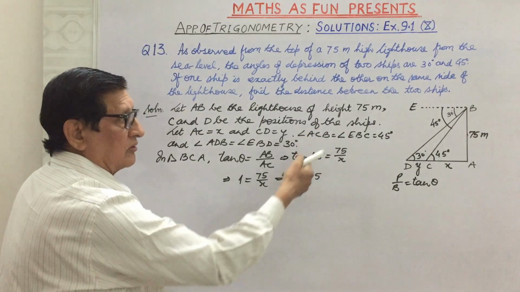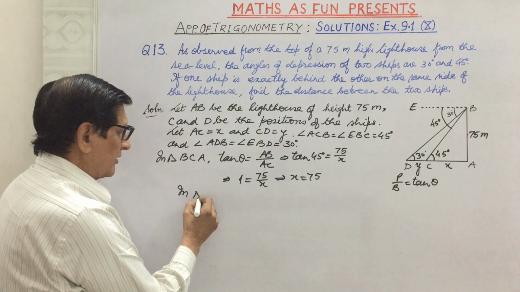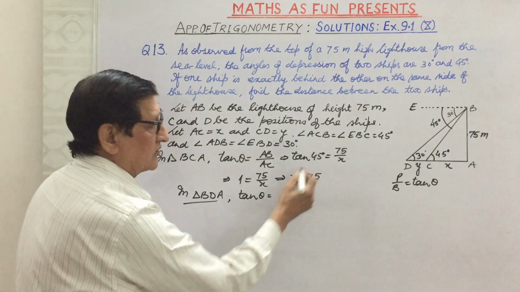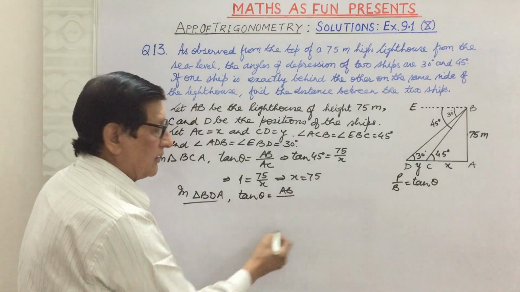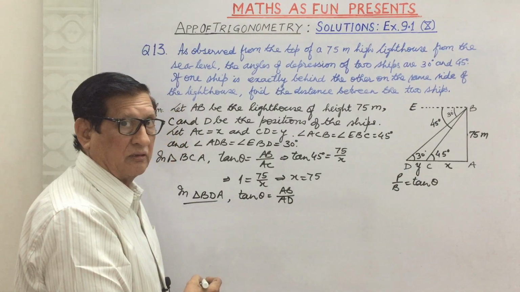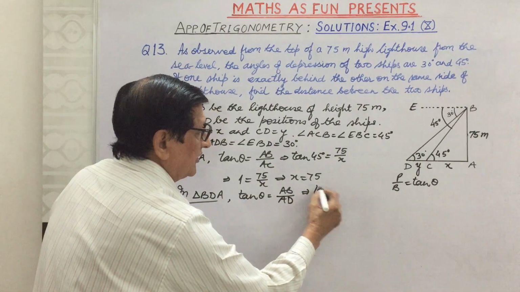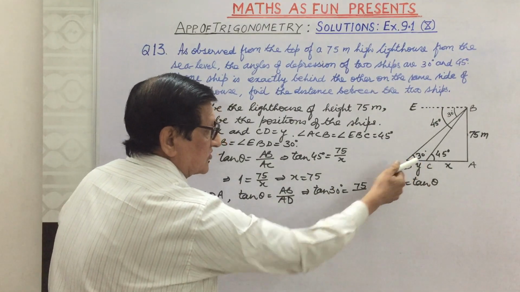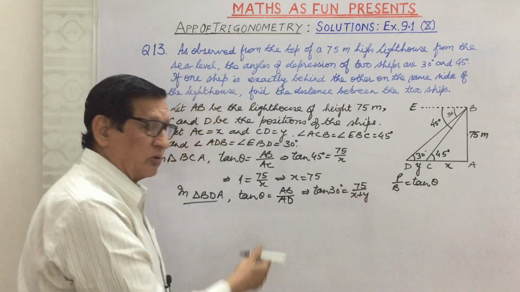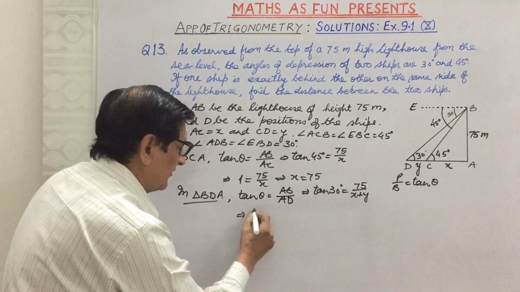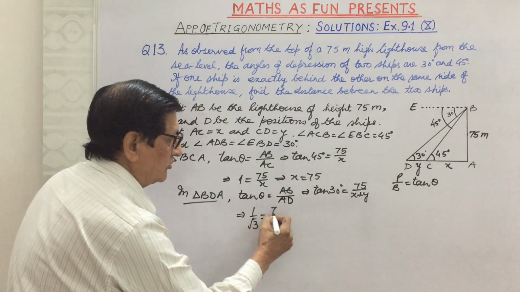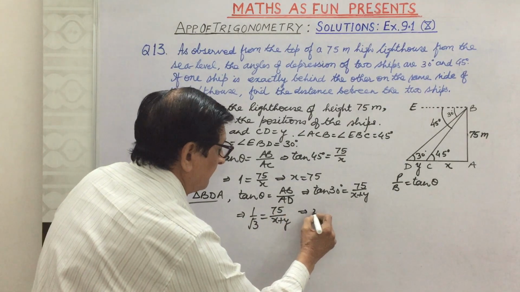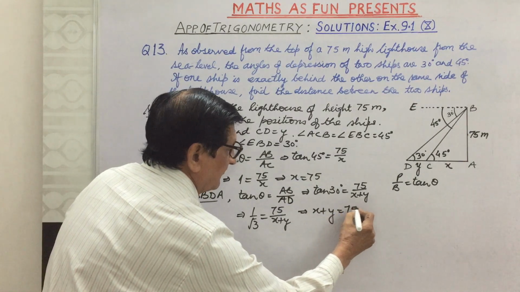Now we can go to triangle BDA. In triangle BDA, we apply tan theta here also, and tan theta here is perpendicular, that is AB, upon base, that is AD. Theta is 30 degree, so tan 30 is equal to AB, means 75, upon AD, and AD here comes as X plus Y. We know the value of tan 30 is 1 upon root 3 from the table. 1 upon root 3 is equal to 75 upon X plus Y. Cross multiplying we are getting X plus Y is equal to 75 into root 3.